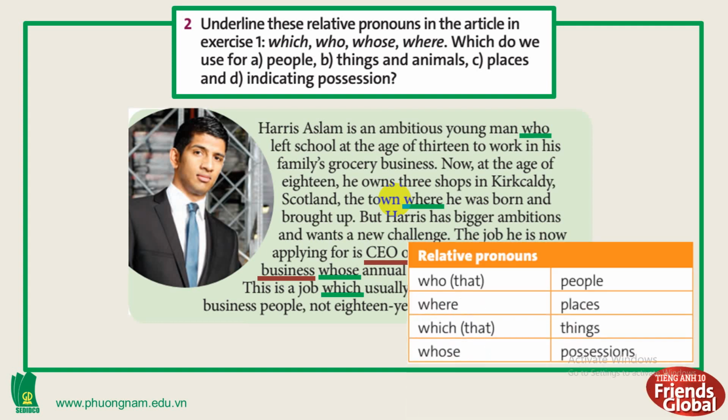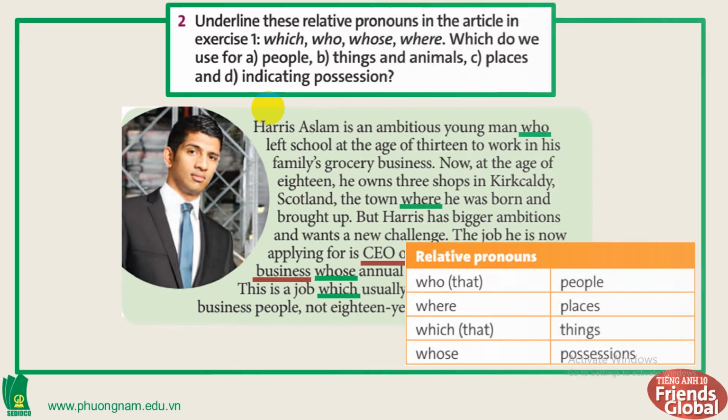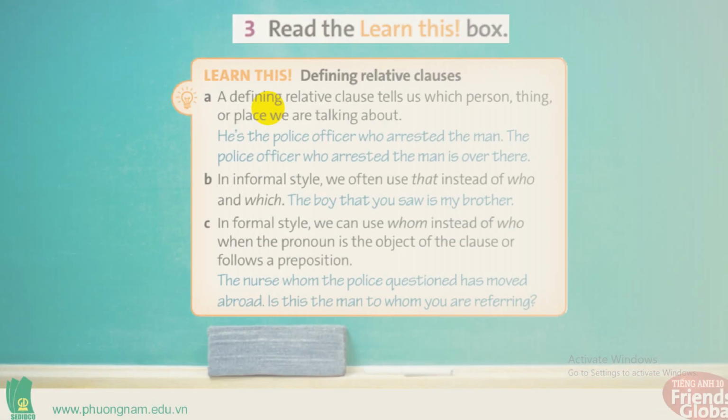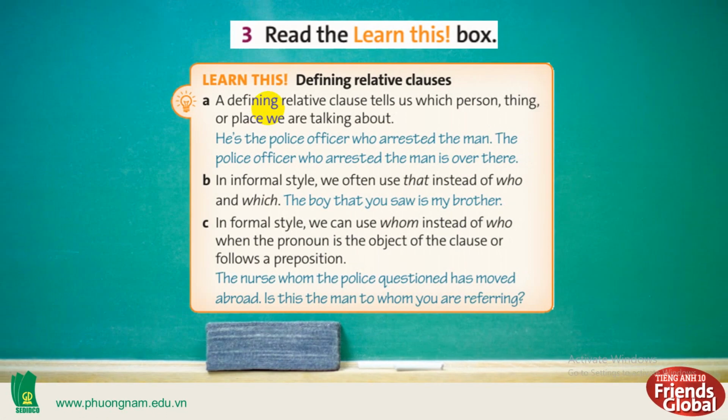Now, look at this table. We use who to refer to people, where to refer to places, which for things, and whose for possession. And especially, we can use that to replace who and which. Now, look at this rule guide.